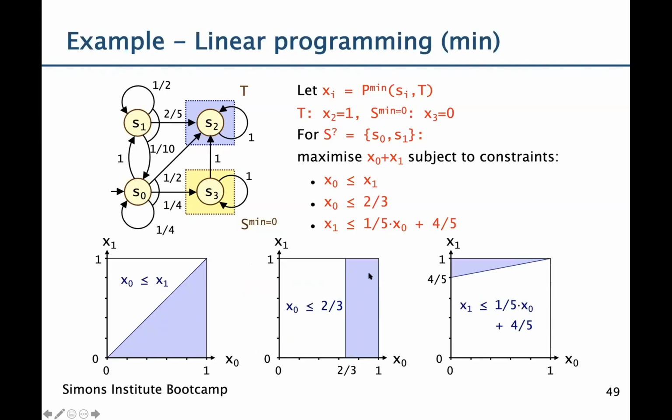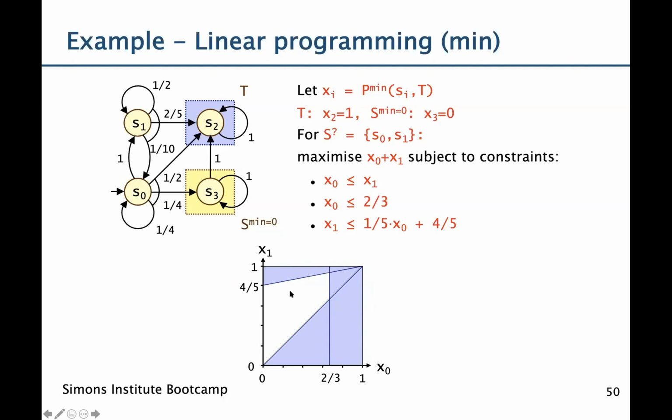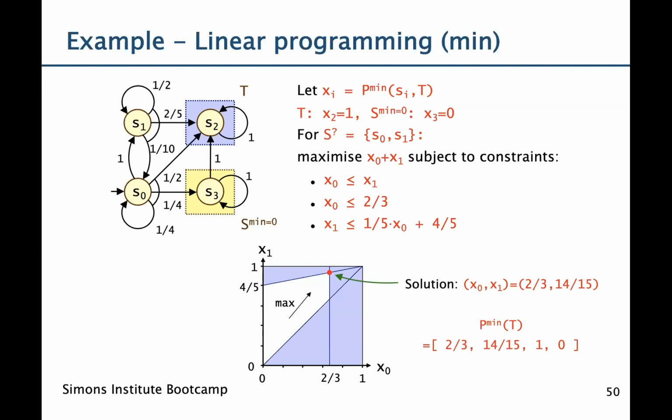All that I've done is combine these into one single graph, and that leaves us with this white area here. And then we want to maximize the sum, so we find that the maximum is here, and we get the solution of 2/3 and 14 over 15 corresponding to what we found with value iteration. So we have that x0 is 2/3, x1 is 14 over 15, and then we had x2 is 1 and x3 is equal to 0.